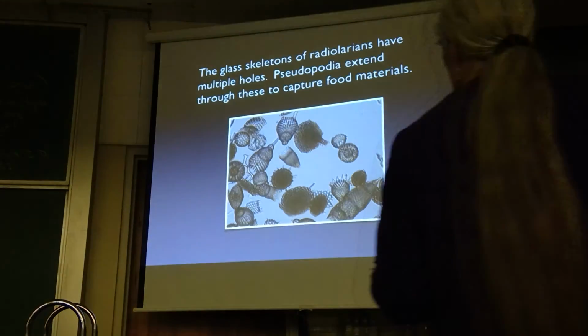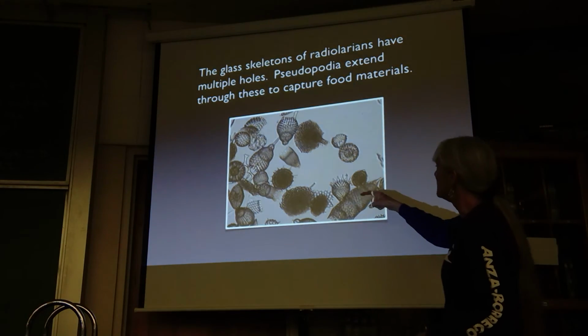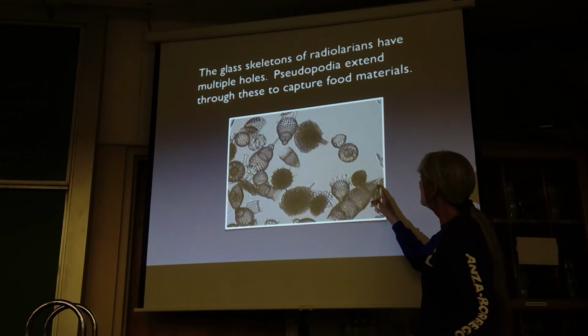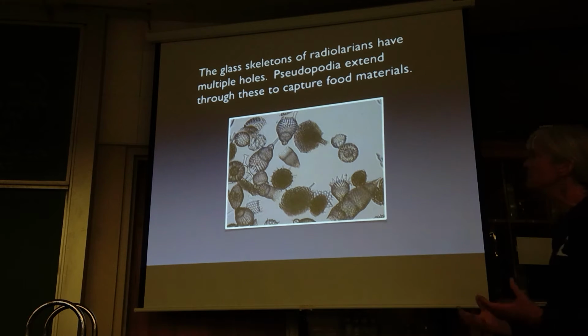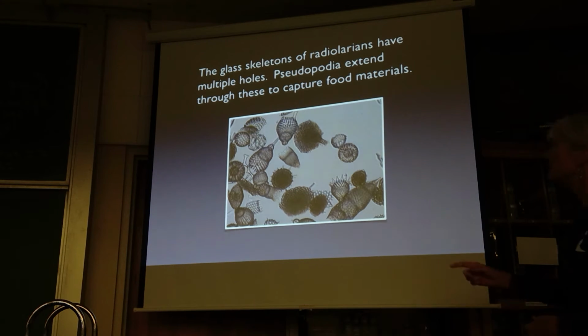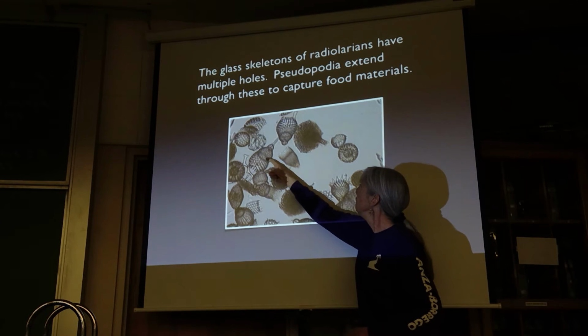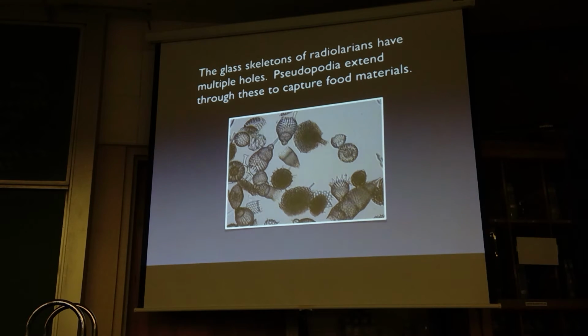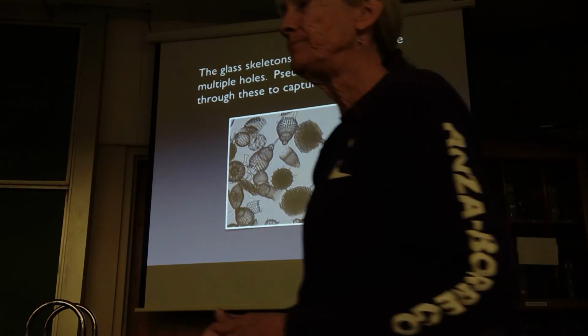It's kind of hard to see. This is not in really nice focus, but here you can see the holes, but there's holes throughout. These things look a little bit like some kind of architectural structure, like the dome on a building. They're very three-dimensional. So they're like the diatoms in that they're glass, but diatoms are flat. Radiolarians are not.